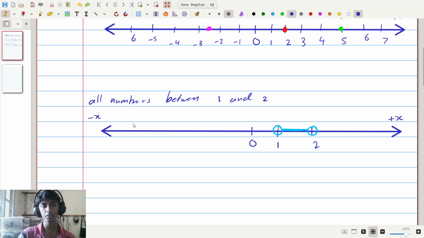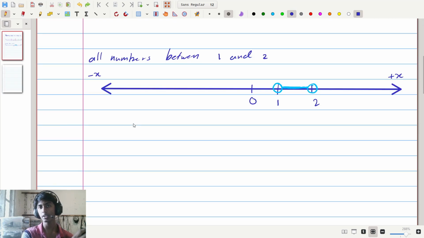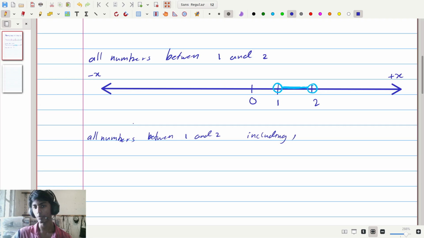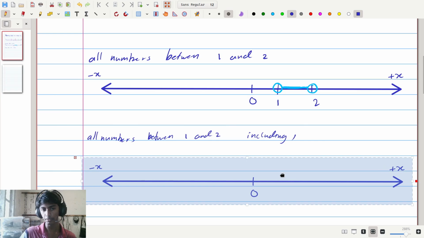Let's say we want all the numbers between 1 and 2 but including 1. This would be a little bit different. Here we want to include 1 in our range for whatever reason. If we wanted to do that, we have to write this in a different way.